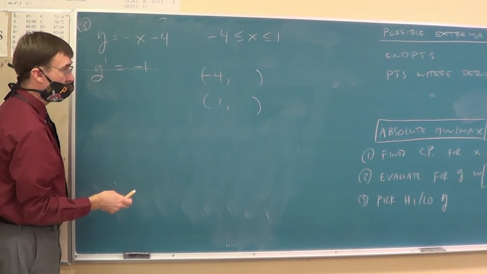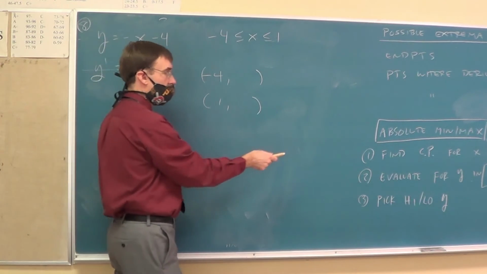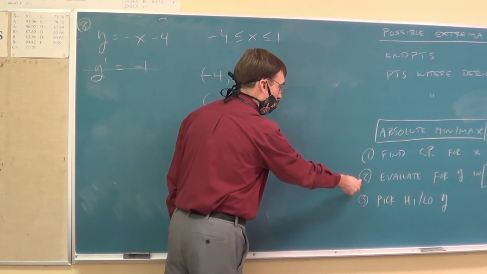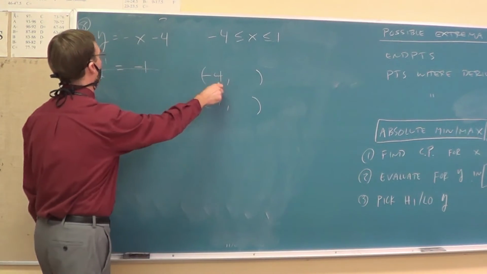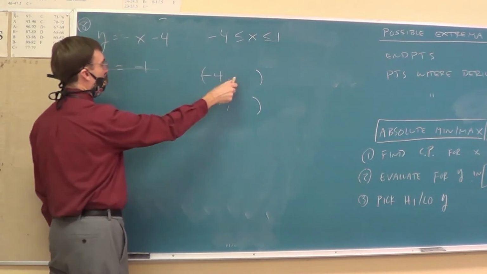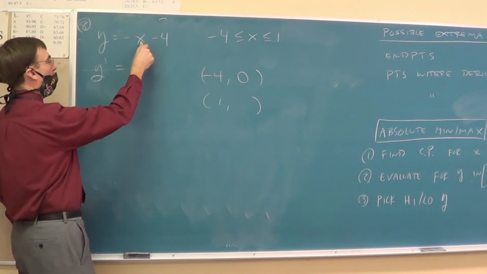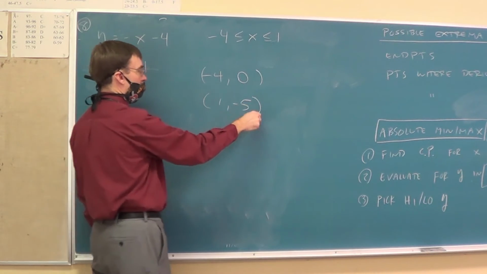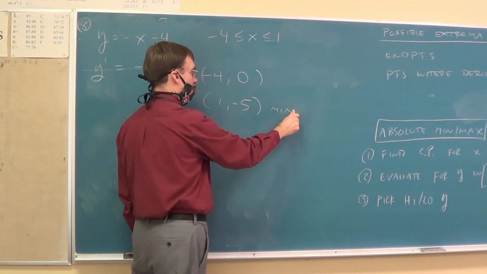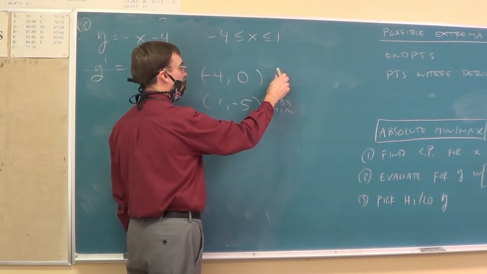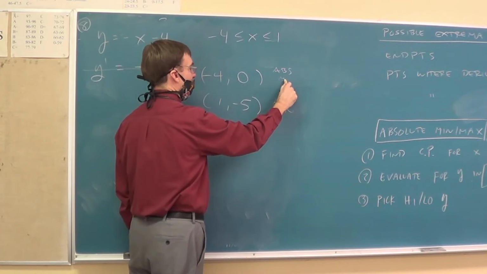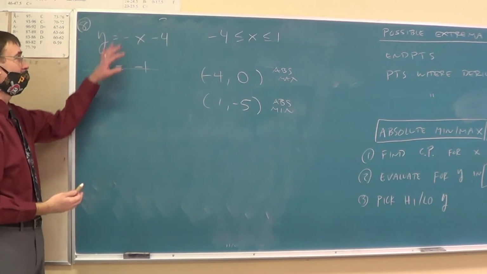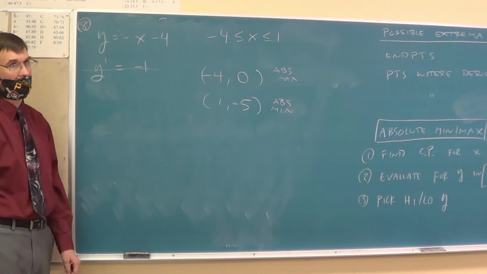For the absolutes, once we get those critical points, you can put them in any order you want. The order doesn't matter. We just need to plug those into the original and get some lines. So -4 into this gets me 0. A 1 into this gets me -5. This is lower, -5 is lower, so that's the absolute min. 0 is higher, so that's the absolute max. And that wasn't much of a contest. The derivative was sort of stupid.